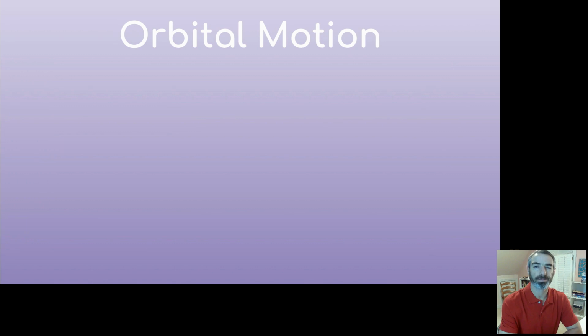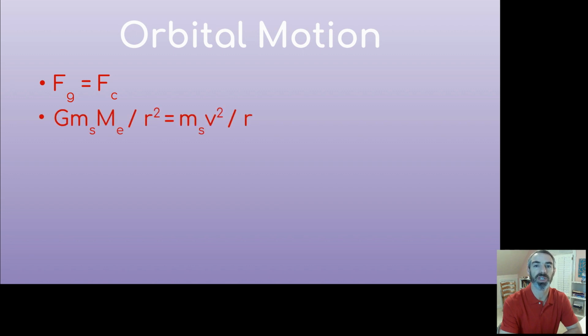So orbital motion. When we're talking about orbital motion, we're going to use centripetal force, and we're going to set that equal to the gravitational force. Since we're not near the surface of the Earth, we can't just use mg. We have to use the universal law of gravity in our equation. So Fg is going to equal G times the mass of the satellite times the mass of the Earth divided by the radius squared, and that's going to equal centripetal force, which is the mass of the satellite times v squared divided by r. Now, the mass of the satellite is going to cancel out.